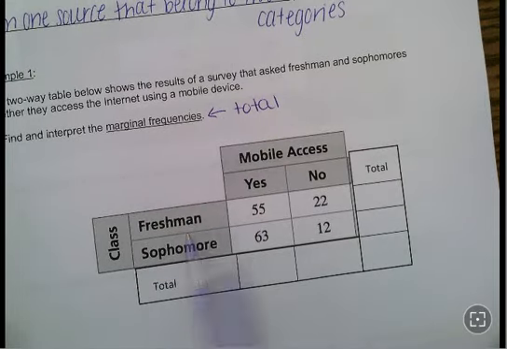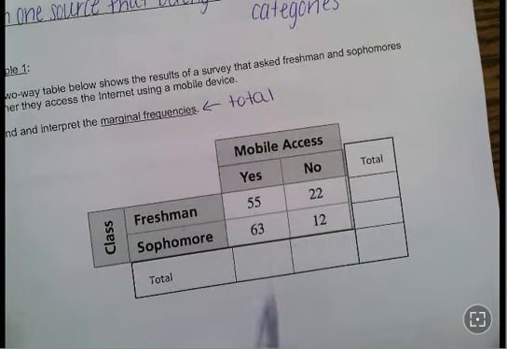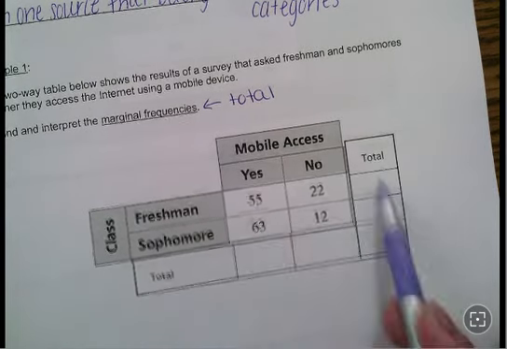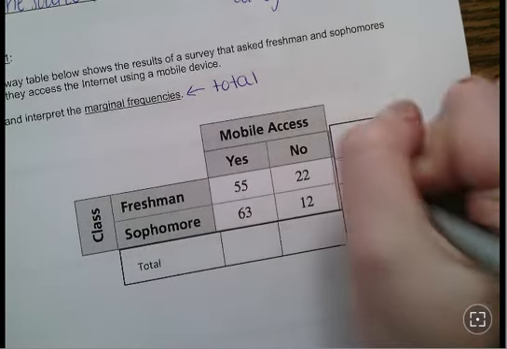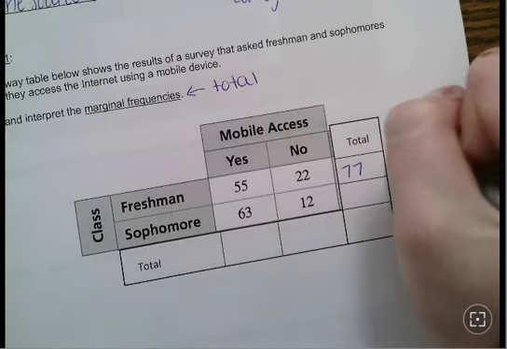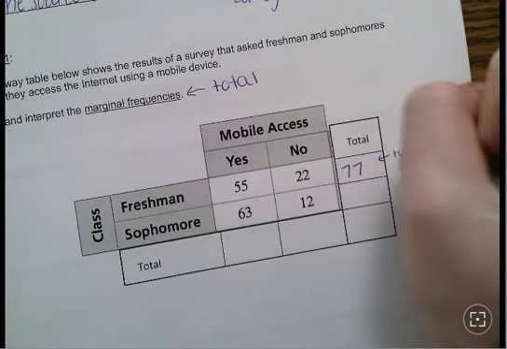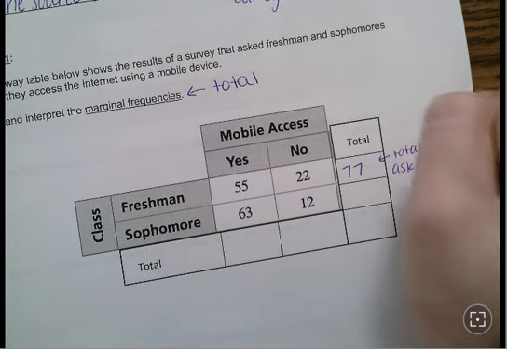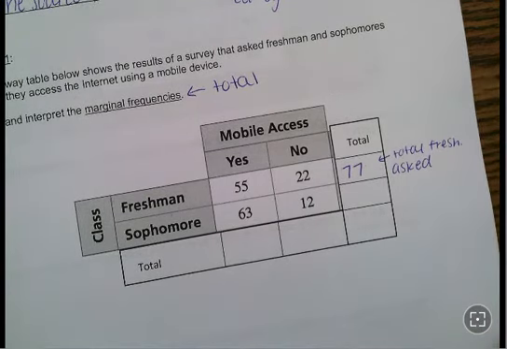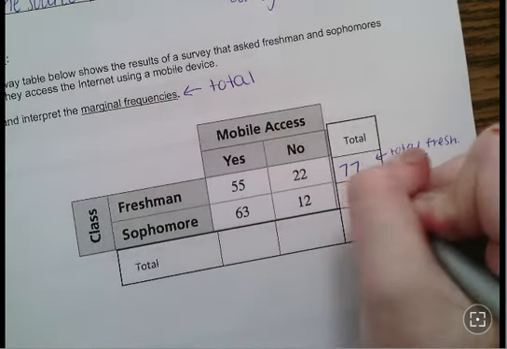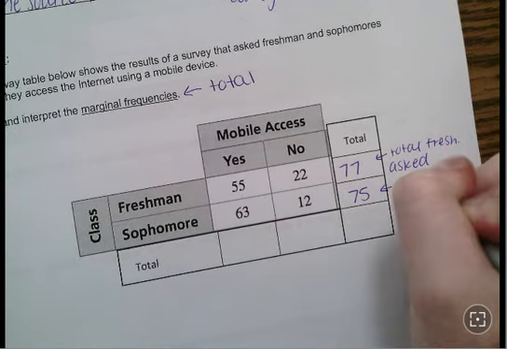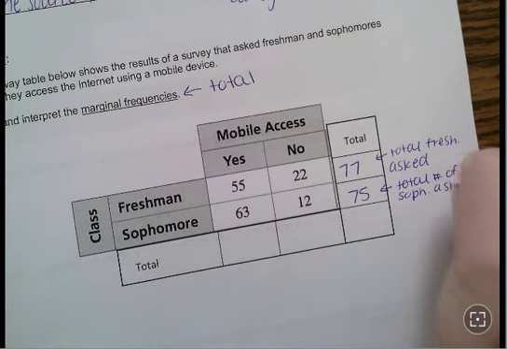So 55 freshmen said yes, 22 freshmen said no. 63 sophomores said yes, 12 sophomores said no. So what that means, if we total these rows, 55 plus 22 is 77. That means that there were 77 total freshmen asked. That's what that means. There were 77 freshmen asked. And similarly, if we did the same thing to the sophomores, 63 plus 12 gives you 75. So that means that was the total number of sophomores we asked. Okay?